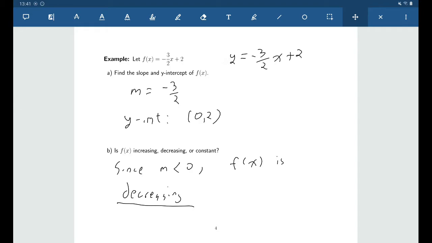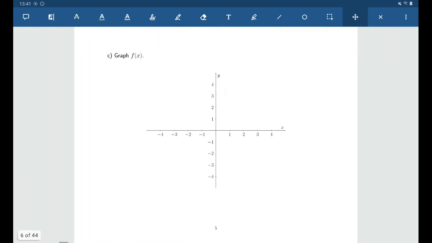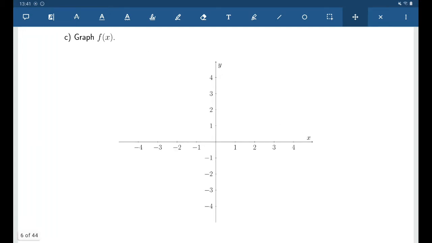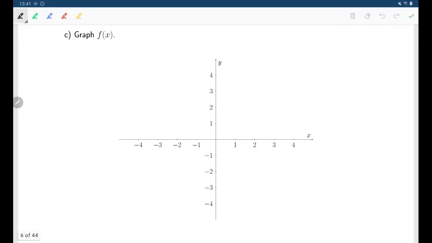Now the next thing I would like to do is graph f of x. For this, you can do it in a bunch of different ways. You can start by finding x and y intercepts and then connecting the dots. I'm going to use the y-intercept and the slope to do my graphing. I'm going to start with my y-intercept, the point 0, 2, and then use my slope. I'm just reminding myself that the function that we're graphing is negative 3 halves x plus 2.